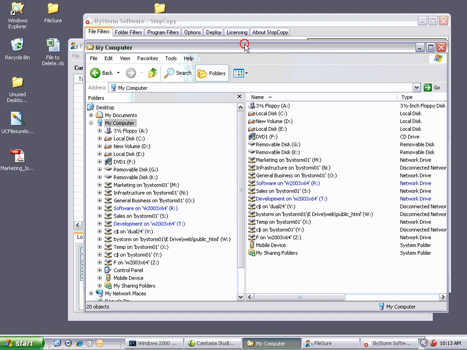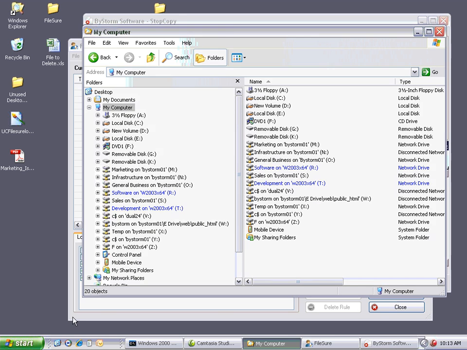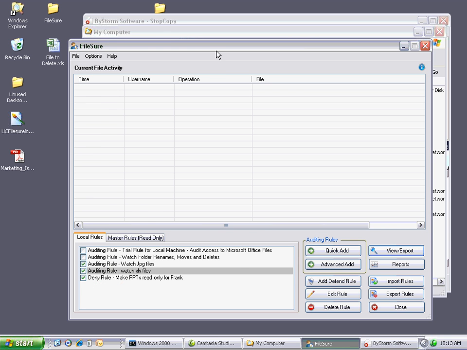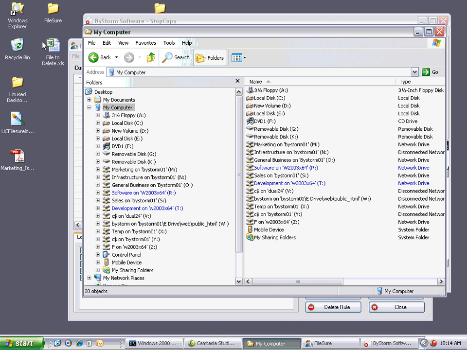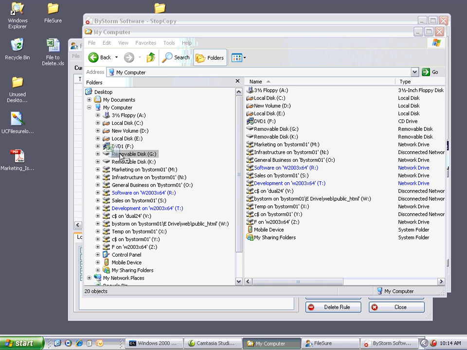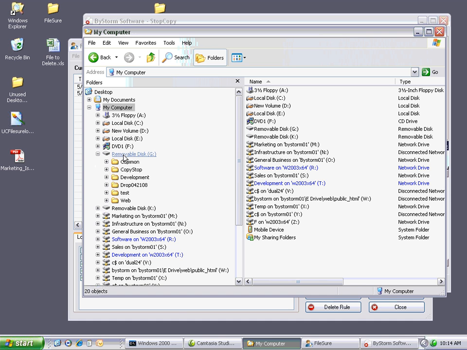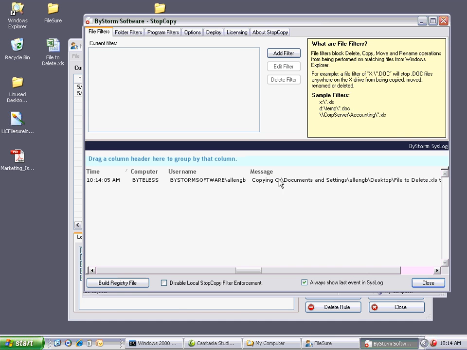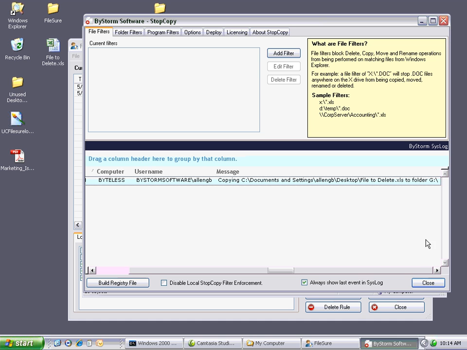The easiest way to demonstrate is to actually copy a file. I've created a rule called Watch XLS Files in FileSure, and that means that we're going to watch Excel files. So we're just going to copy this Excel file to the pen drive that I have here. And it just did it because it's fast. And we see here that we actually did copy the file to the G drive. Nice high level: copy this file to that. And here's who did it.